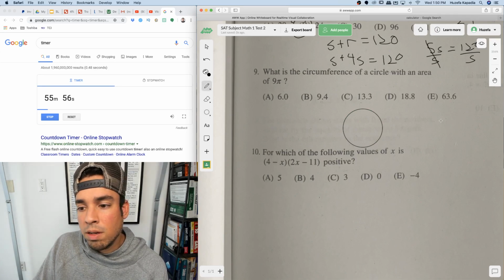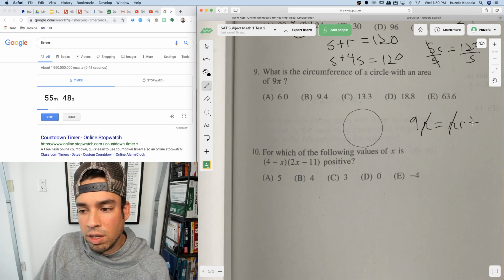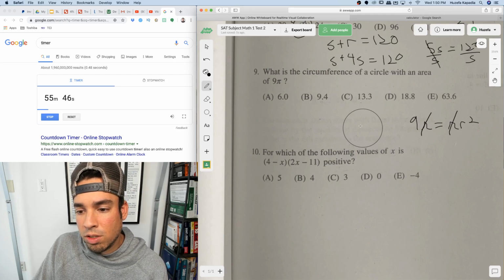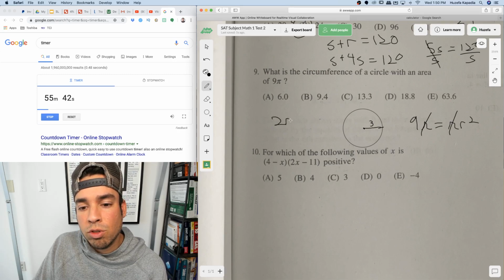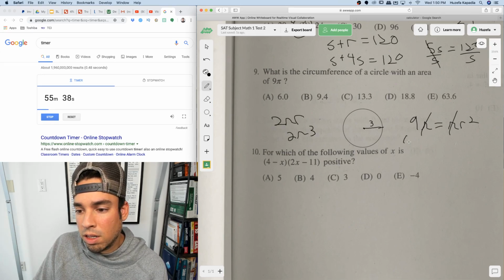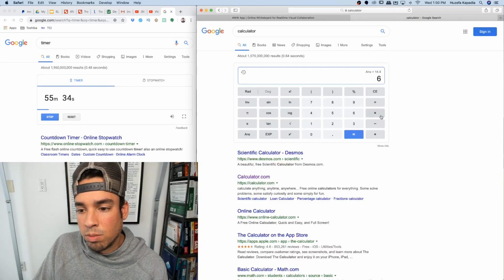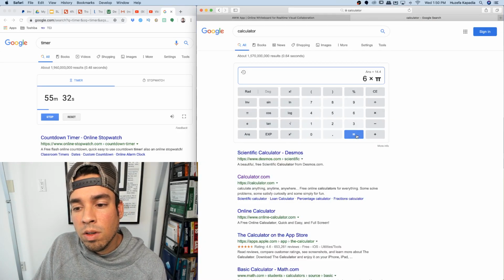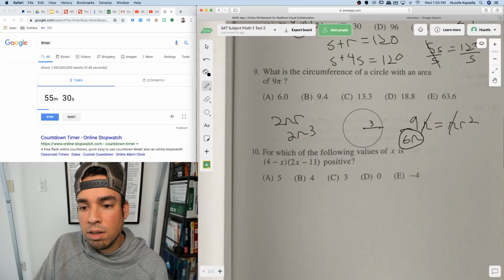pi? Area is 9 pi. No, I didn't need to draw that. 9 pi equals pi r squared. That's the formula for a circle area. So then that means radius squared equals 9. That means radius equals 3. So to get the circumference, we do 2 pi r. 2 pi times 3 is the radius, so it's 6 pi. And then they want an approximation. So let's do 6 times pi is 18.85.